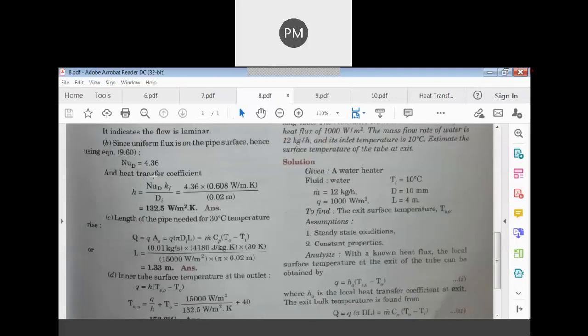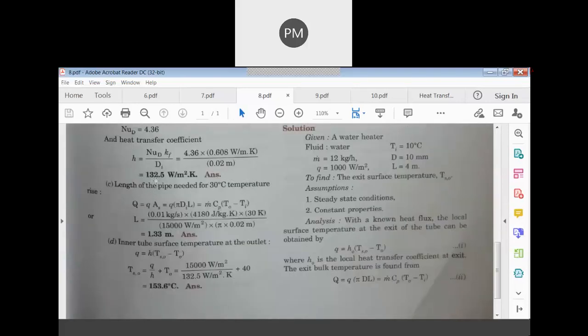After you got the Nusselt number, you know the formula for Nusselt number is h D by k, that is, h into the characteristic dimension. Since it's flow through a tube of circular cross section, we take the diameter. So Nusselt number is h D by k, so h is equal to Nusselt number into k by Di. You know all the values. Thermal conductivity has been obtained from the properties, and inner diameter has been given. We are going to get h equal to 132.5 watt per meter square Kelvin.